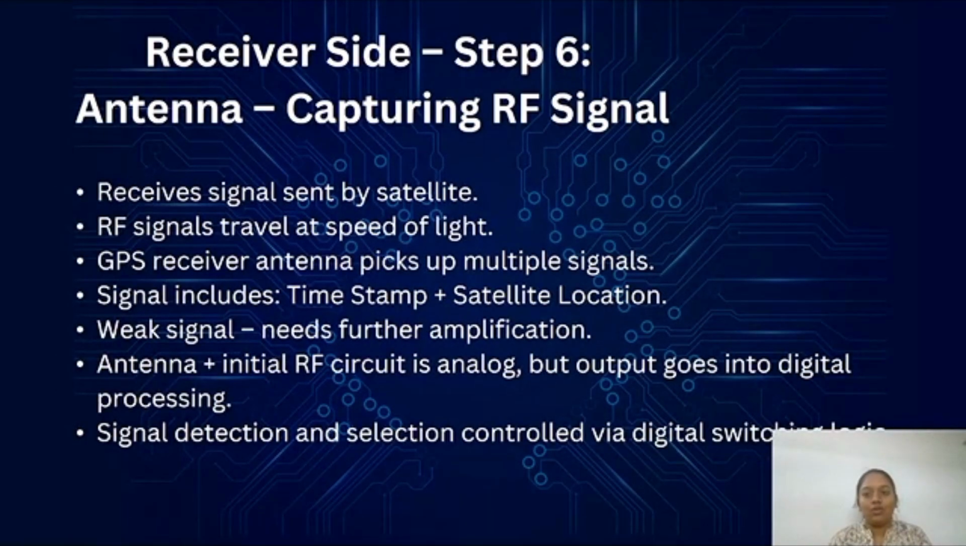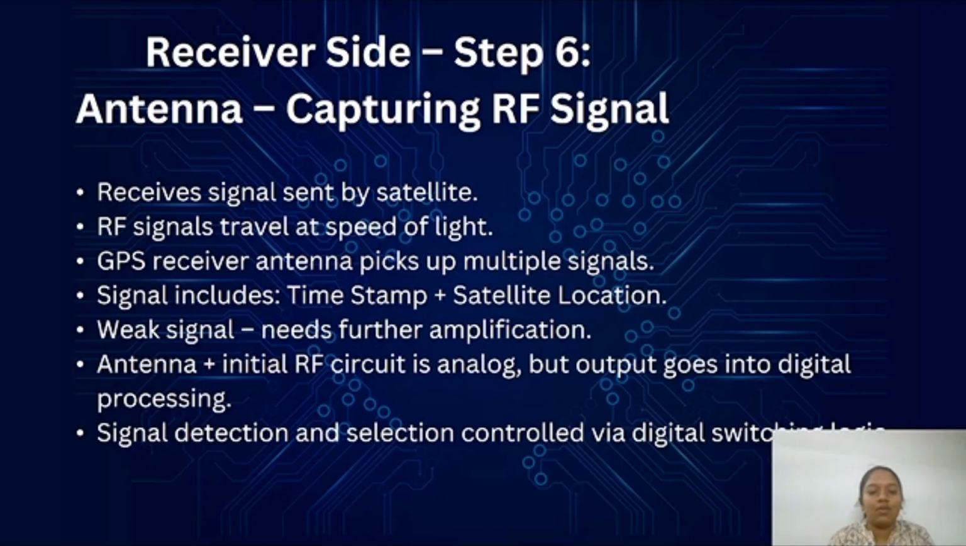Now in step 6 we have come to the Earth side. And here the first component is the GPS receiver antenna. It captures the RF signal. This antenna captures the radio signal coming from the satellite. In a way, it listens to the signal. The signal is very weak because it has come all the way from space, but it contains important information: the location of the satellite and the exact time the signal was sent.